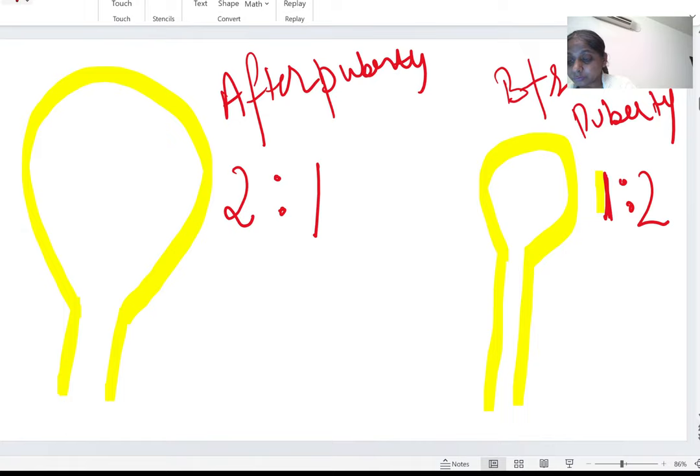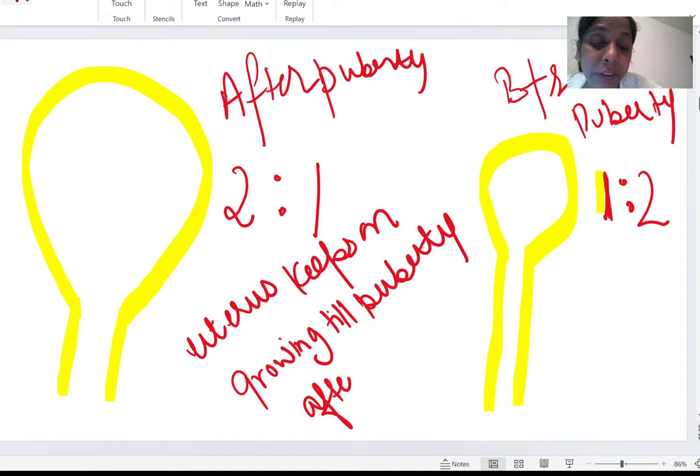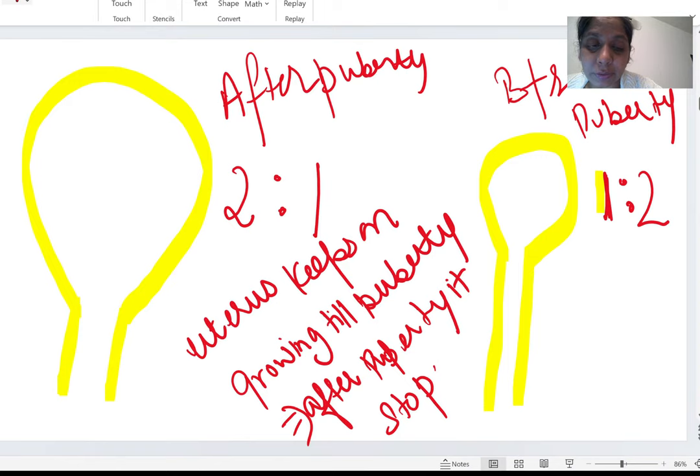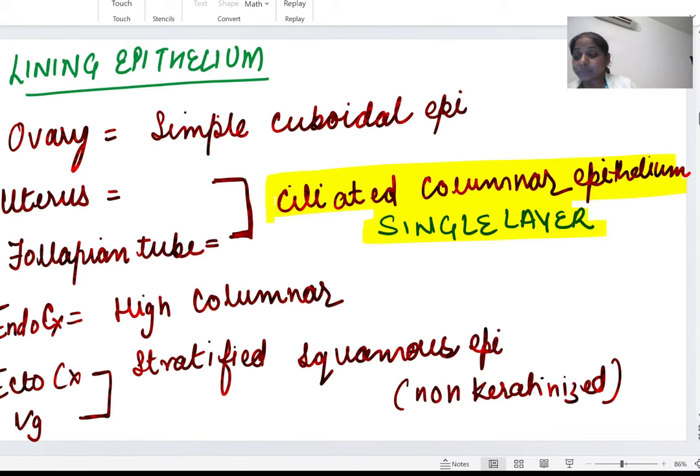See, the uterus keeps on growing till puberty. After puberty, it stops. Who stops this? After puberty, uterine growth is stopped. Very good. The hormone is AMH, anti-Müllerian hormone. Okay. Anti-Müllerian hormone is released at puberty.